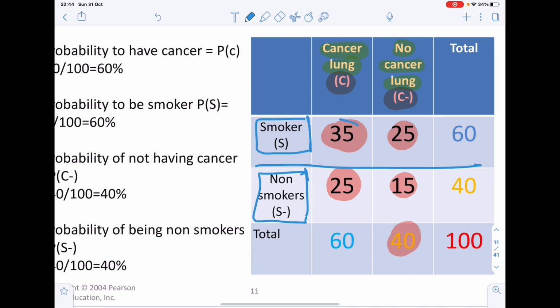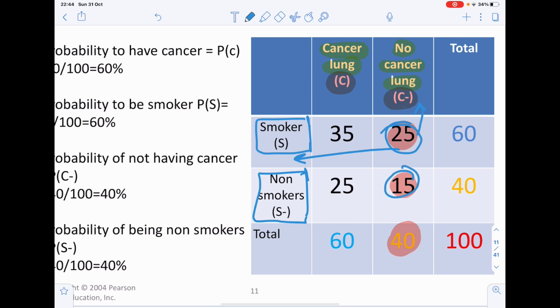Okay, so if you are talking about this 35, you can say that this 35 are smokers, and at the same time have cancer. This 25 is not a smoker, but at the same time has cancer. Okay, so the same thing with the other numbers. For example, the 25 means he is a smoker but doesn't have cancer, and the 15 is a non-smoker and doesn't have cancer.